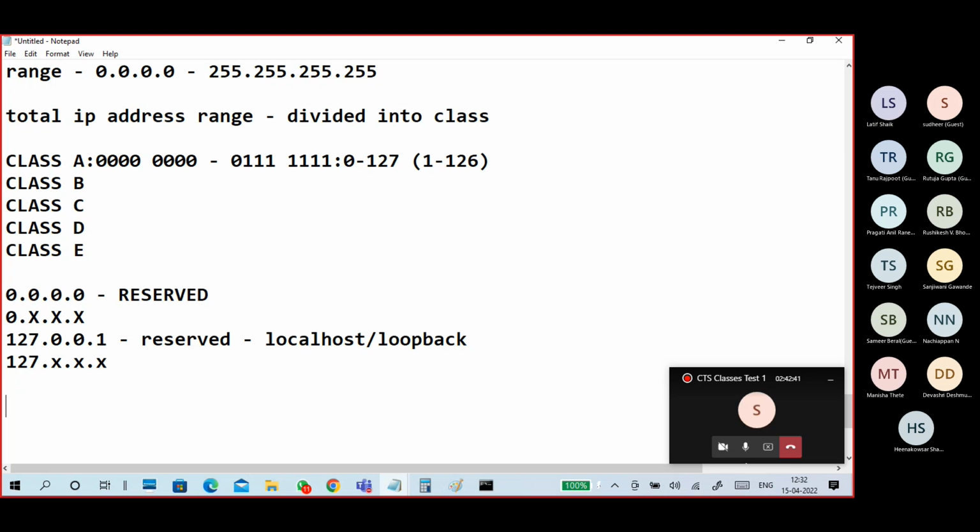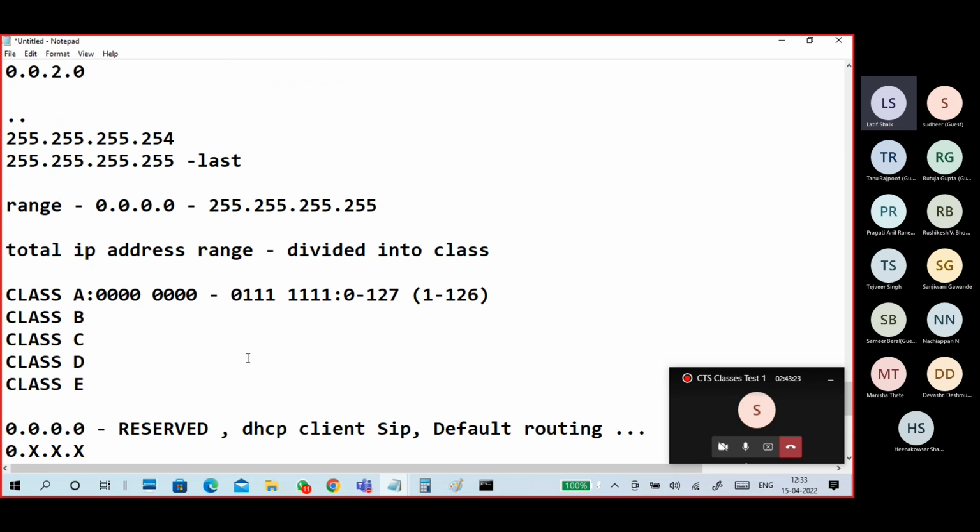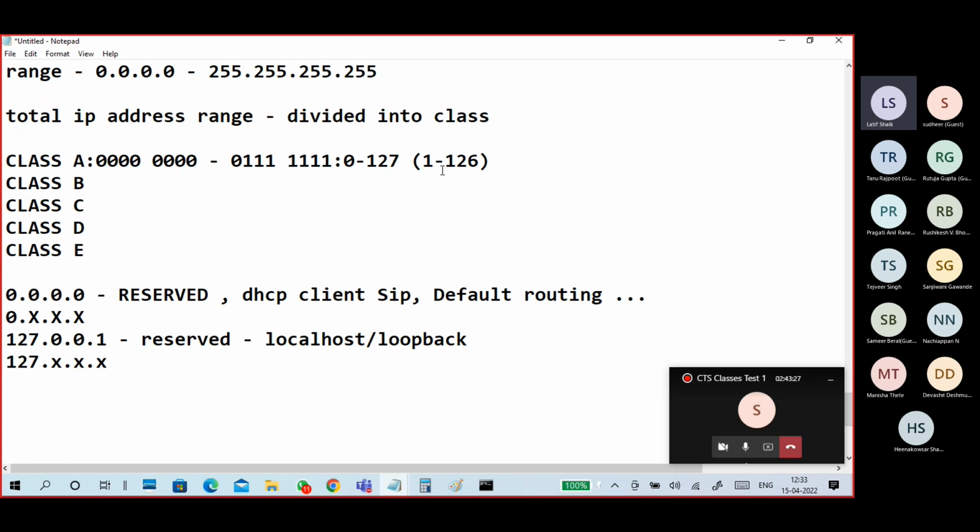We use 0.0.0.0, but it is reserved for certain things like DHCP client source IP, or default routing, unknown routing, default static routing. There are different places where we use this kind of IP address, but it is not assigned to any adapter. That is why certain textbooks or the internet show 1 to 126 or 0 to 126. But this is the full one.